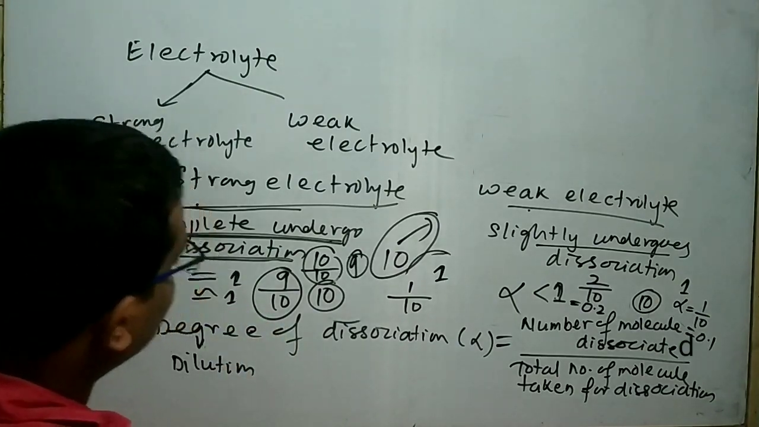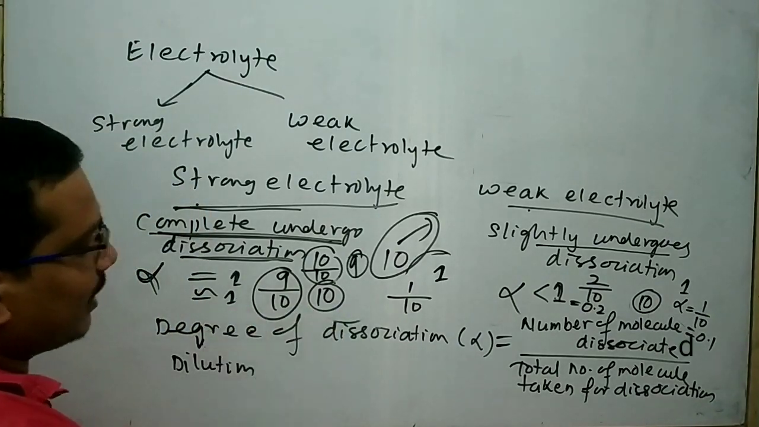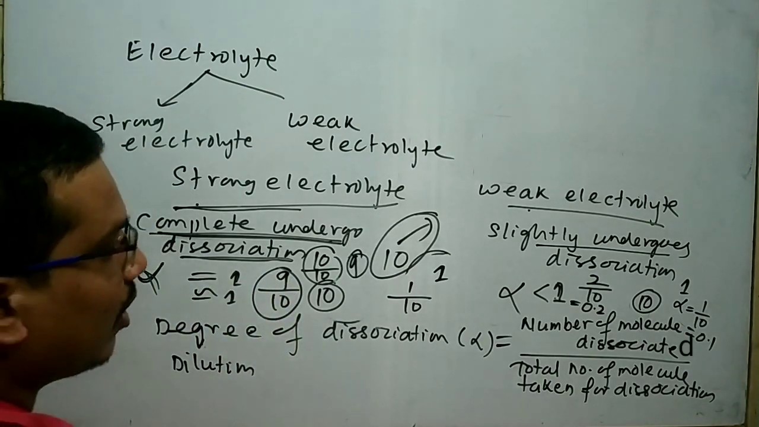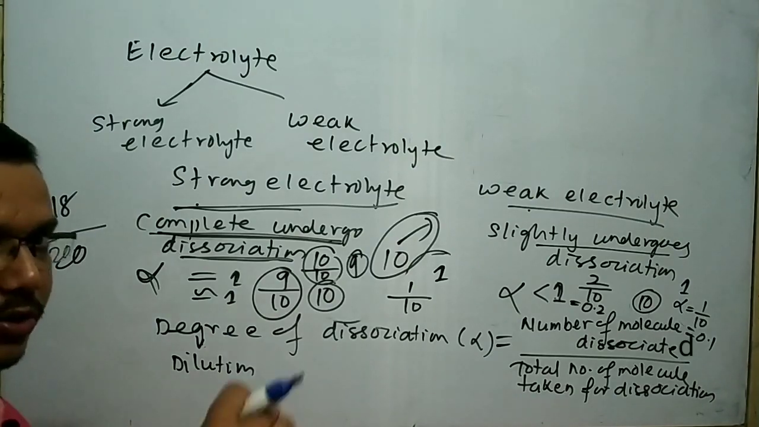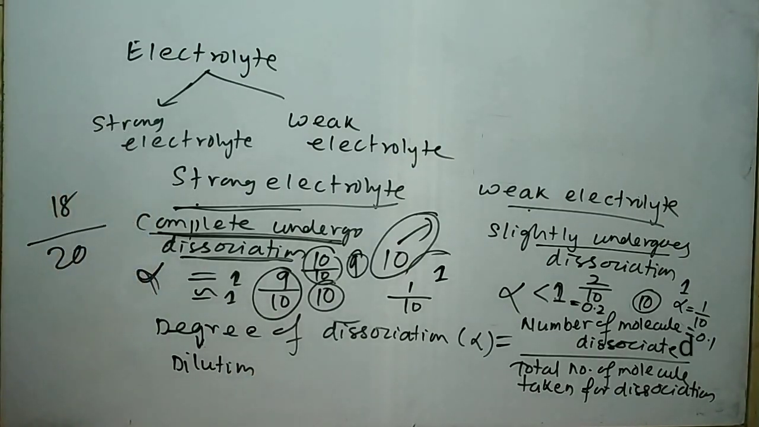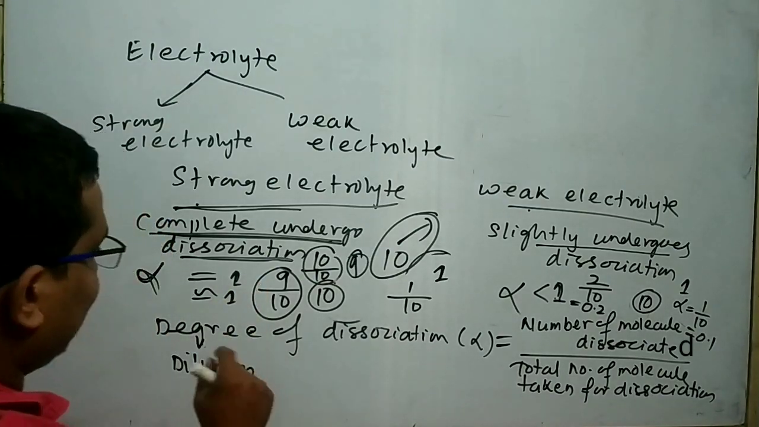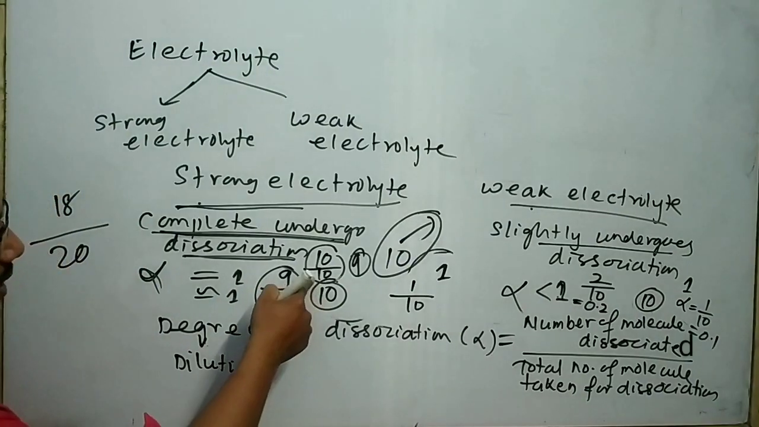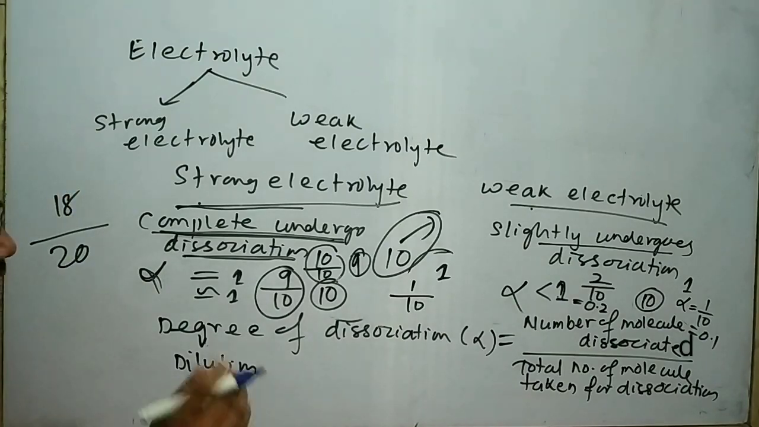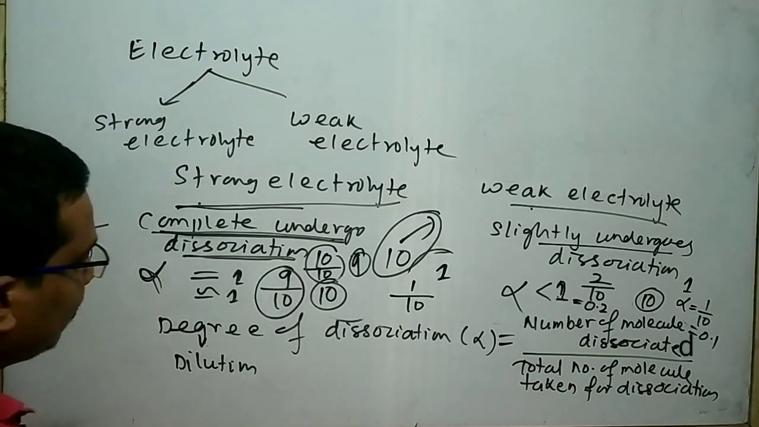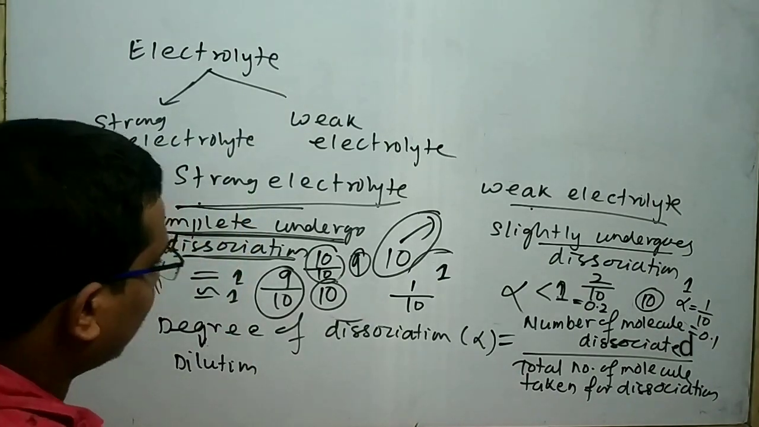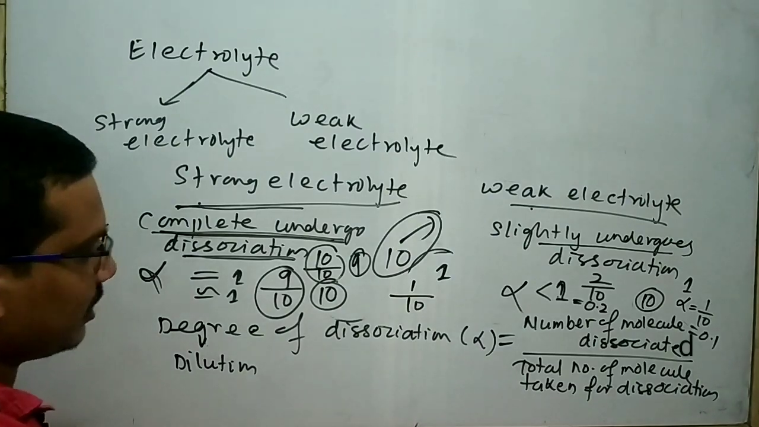Look at that. In the case of a strong electrolyte, suppose I take 10 molecules. Among the 10 molecules, 9 molecules undergo dissociation. Nothing is present to undergo dissociation. In this case, only 1 molecule remains to undergo dissociation with the help of dilution. Look at that. In this case, no molecule remains for dissociation. So when we subject the strong electrolyte to dilution, there is no further dissociation.